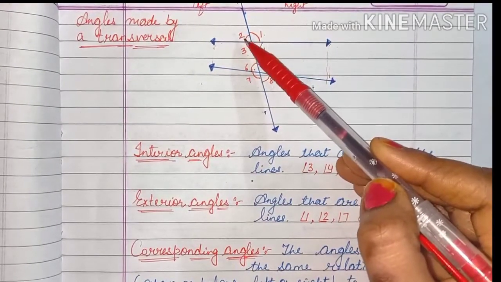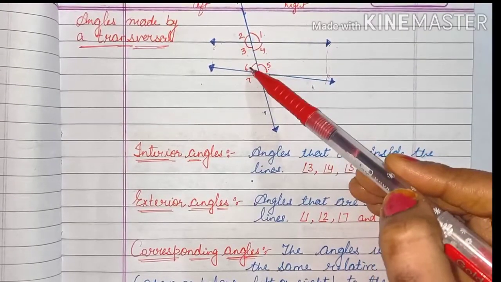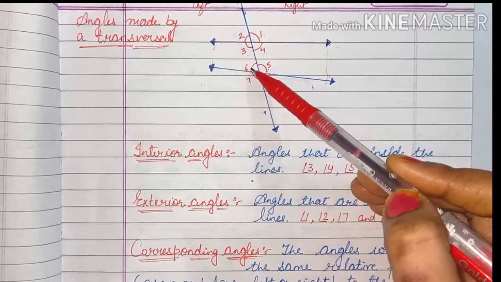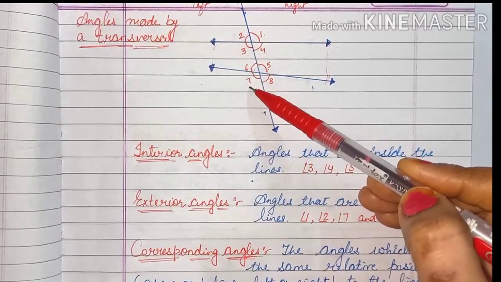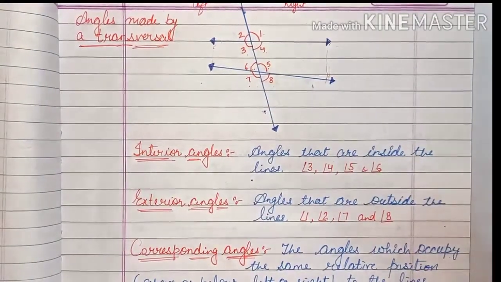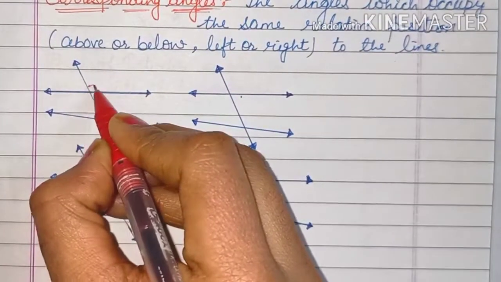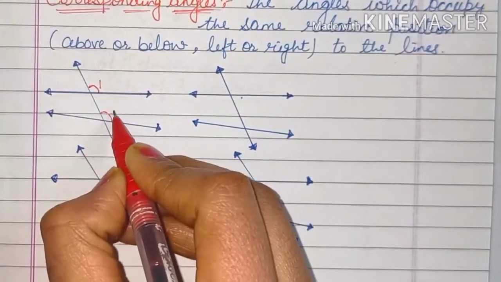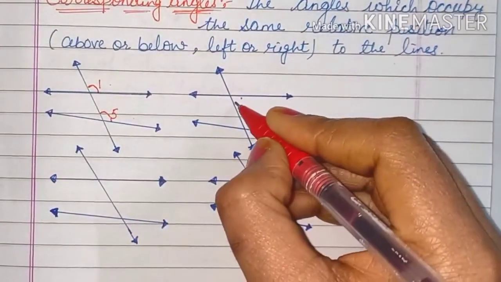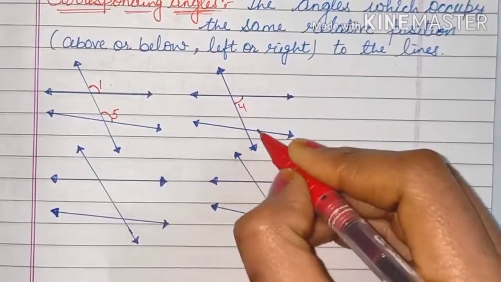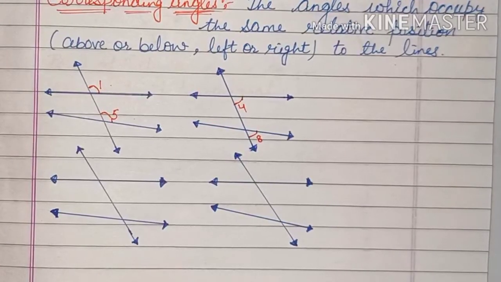Similarly on the left side, above the lines, angle 2 and 6 are above the lines. So we will say that 2 and 6 are corresponding angles. Similarly, angle 3 and angle 7 are also a pair of corresponding angles. So according to this diagram we can write angle 1 and angle 5 are a pair of corresponding angles. Similarly, if we observe below, angle 4 and angle 8 are also a pair of corresponding angles.